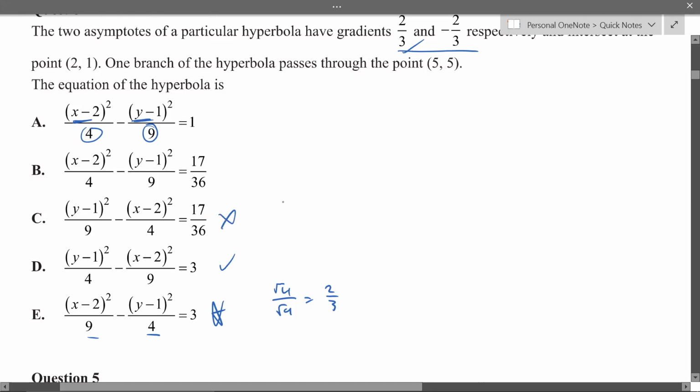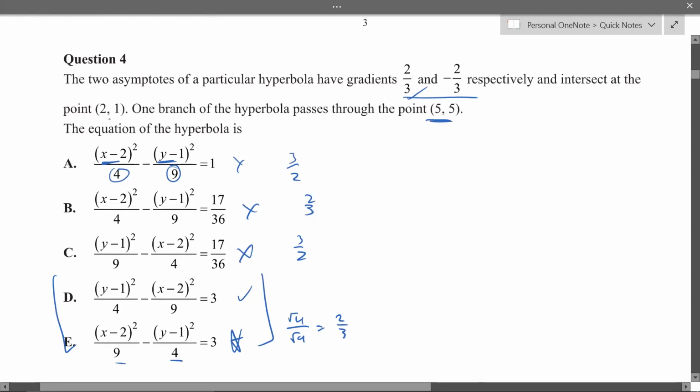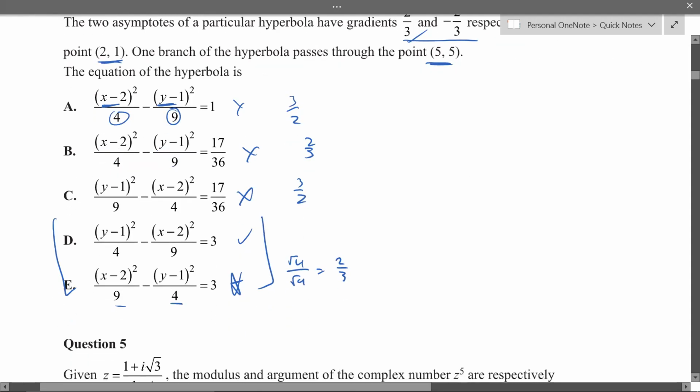This one, it doesn't, because you get 3 on 2. This one also, and same with this one. So now you only have these 2 options. And then after that, you could just test in the points that they give you, and you'll get the answer as D.